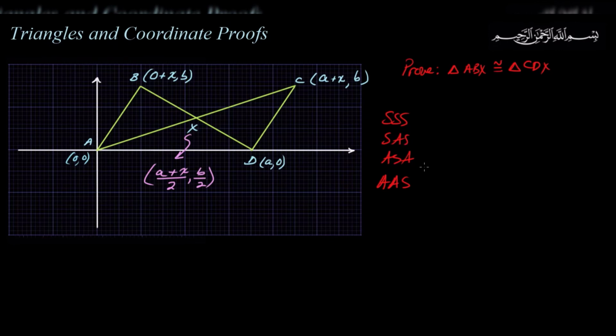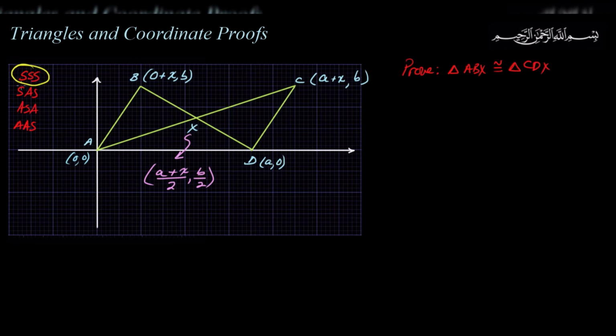So we can use any of these 4 ways to try to prove that these two triangles are congruent. But the question is, which one of these methods are we going to use? And there's more than one correct way of doing this question. We can use side, side, side, side, angle, side, angle, side, angle, and angle, angle, side. These are the 4 ways that we can use in this particular case. Now, which one do we use?